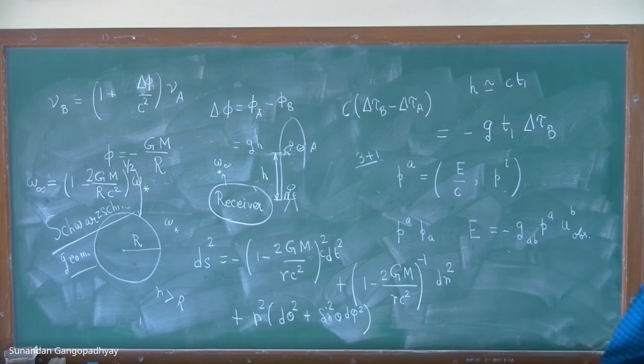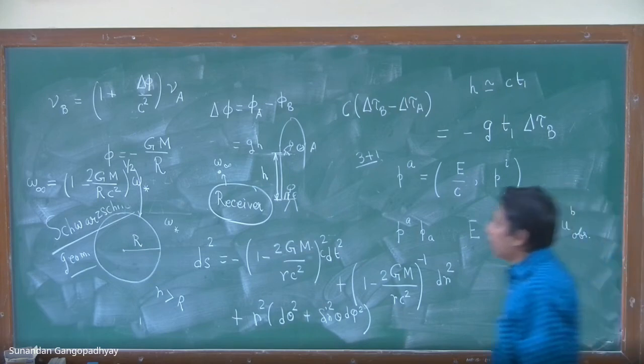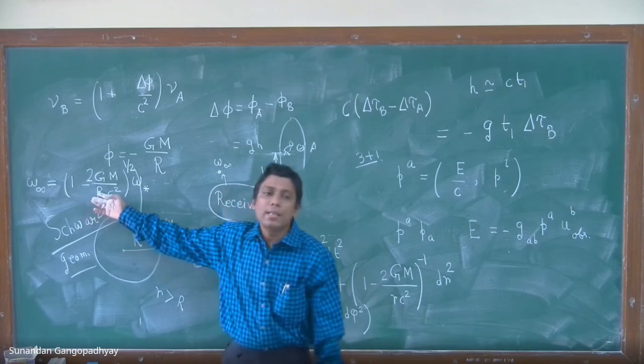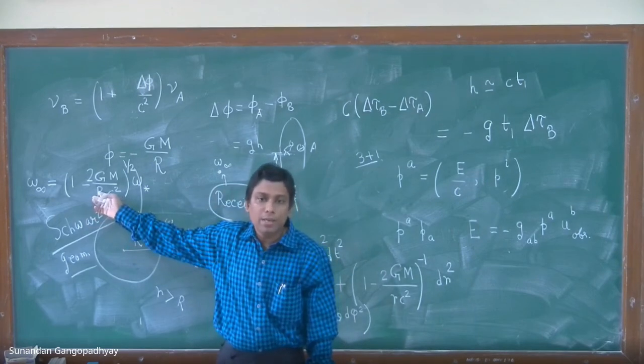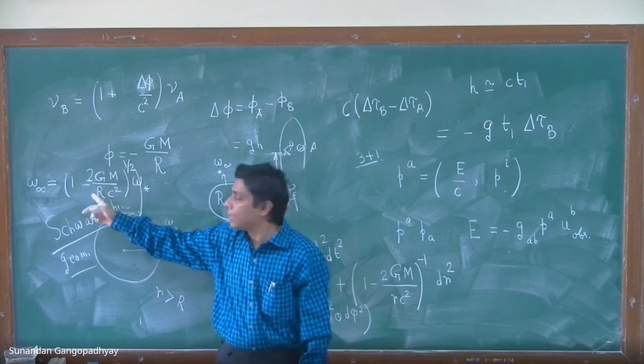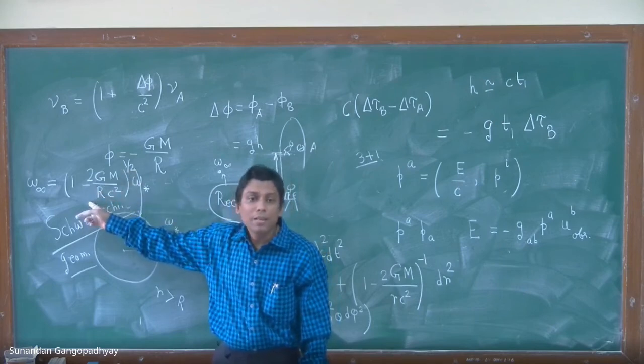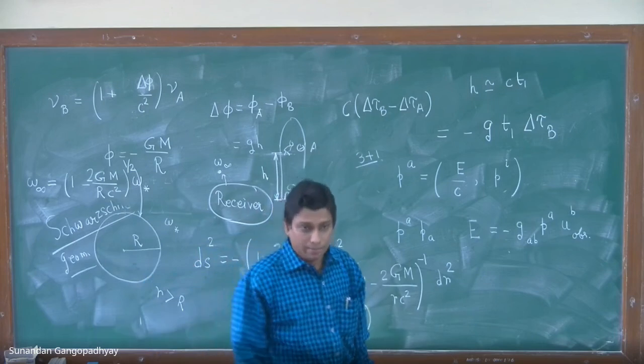So which result is correct? Obviously this is the accurate result. But if you calculate the numbers, 2GM by rc square, then you will see that this number is actually less than 1. And therefore, you can make a binomial expansion. If you make a binomial expansion, the first term gives you the thing that I calculated.